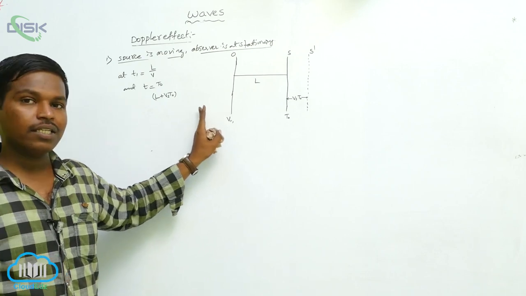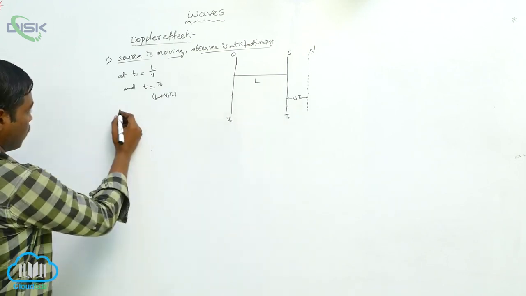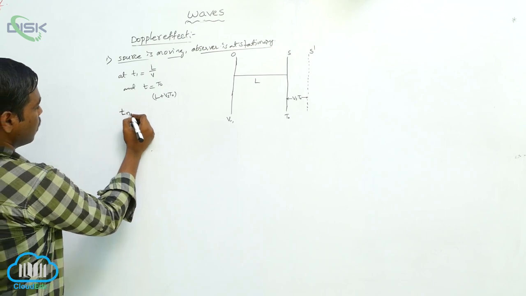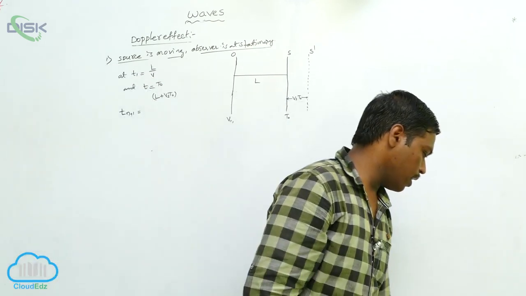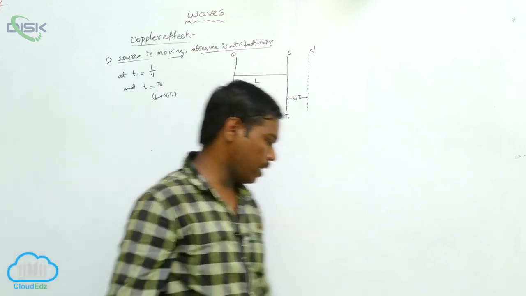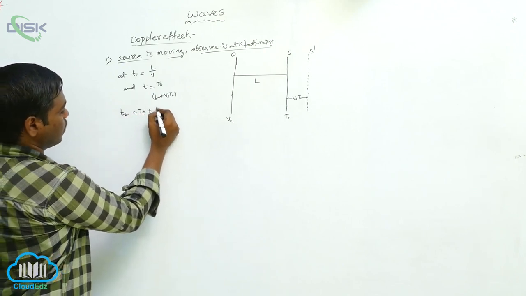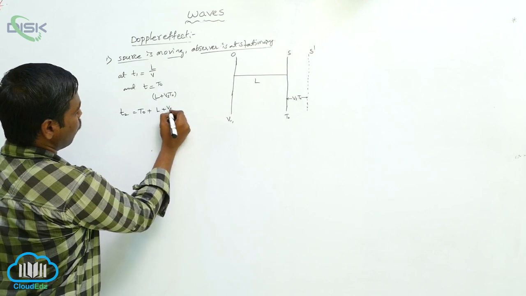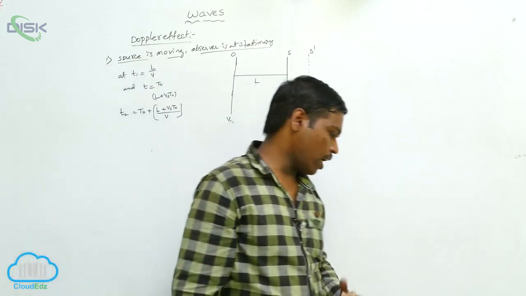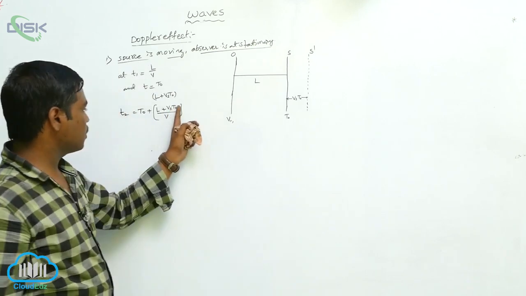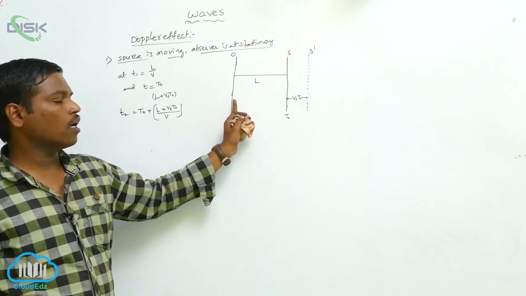To hear the n plus 1th crest, that is for the n plus 1th crest to reach from the source to the observer, first take T2, which is equal to t0 plus (L plus Vs t0) by V. At T2 time the second crest is reaching the observer.